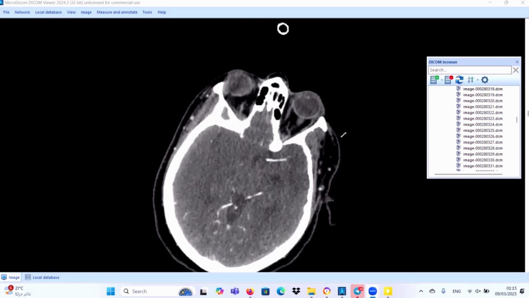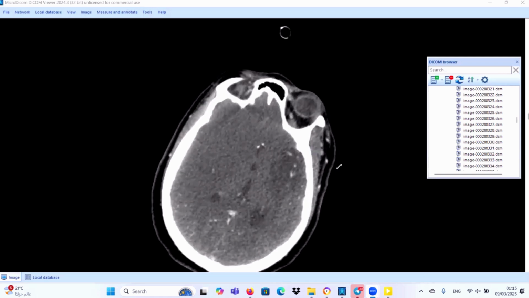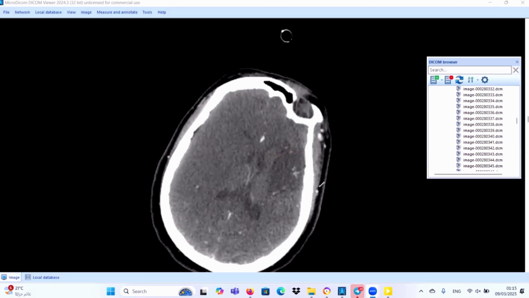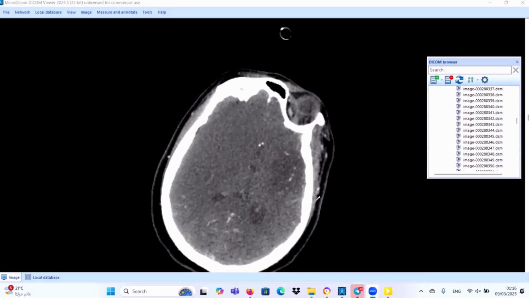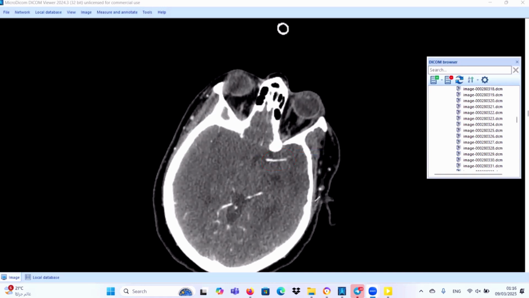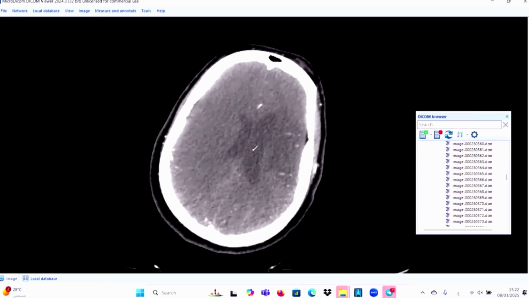The left middle cerebral artery appears patent, even its distal branches appear patent. At the same time, we have evidence of old cerebral infarction along the left middle cerebral artery. So for sure, this left middle cerebral artery shows evidence of recanalization. This is our review for the left side.